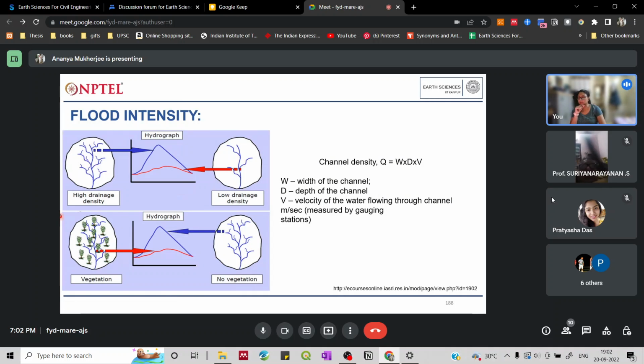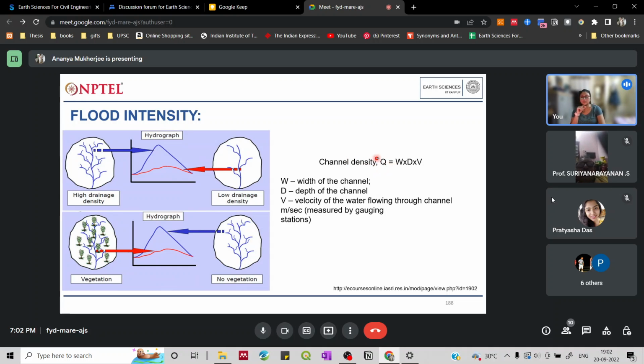Now you can see that the drainage density also affects the hydrograph. The peak discharge is higher in high drainage density areas than in low drainage density areas, and similarly you can see how vegetation also controls the hydrograph. If there is more vegetation, the peak flow discharge plotted over here is not much. So the discharge decreases with increasing vegetation. You can also calculate the channel, sorry, this is not density, this is the discharge, and this is wrongly written. I will correct it in the notes.